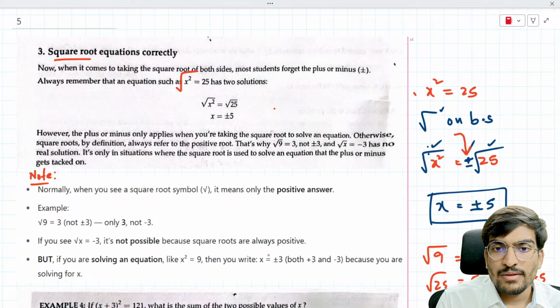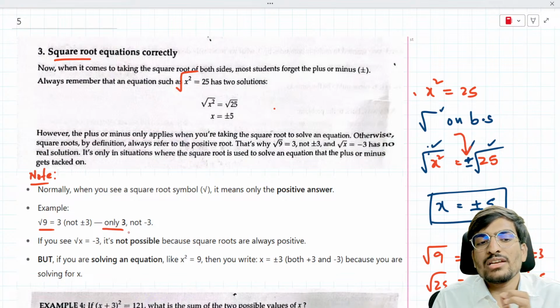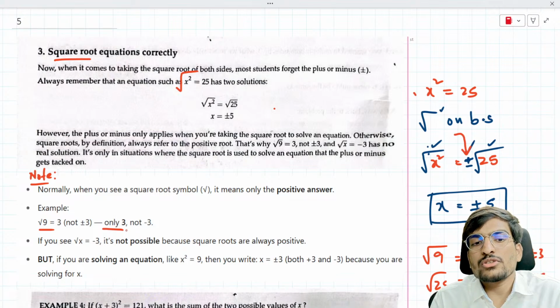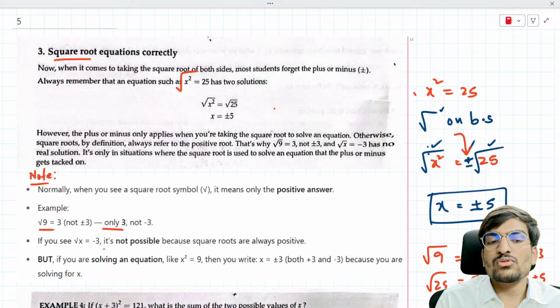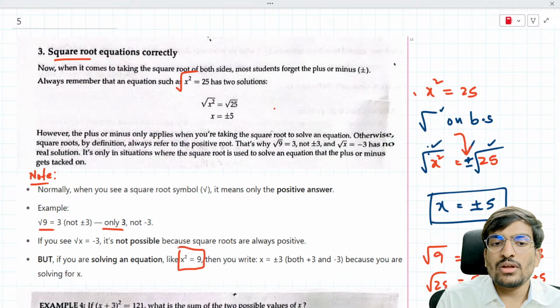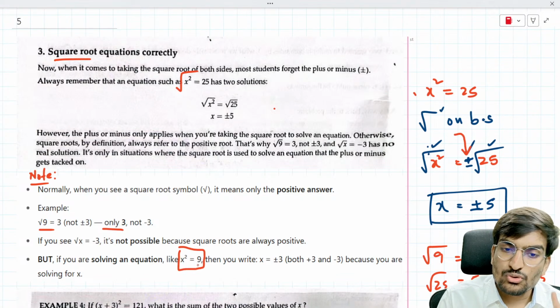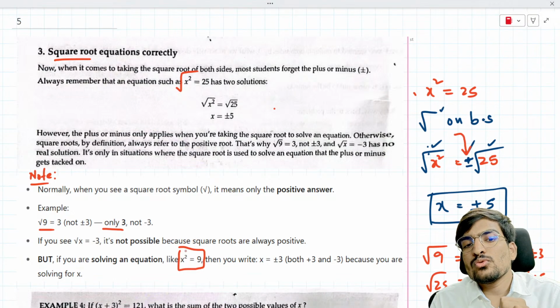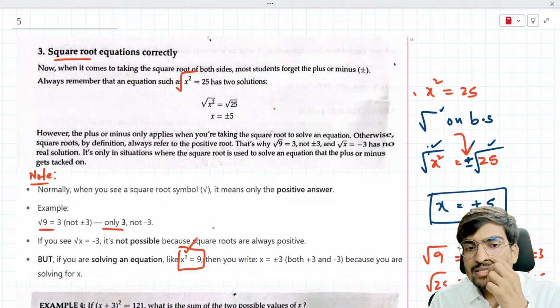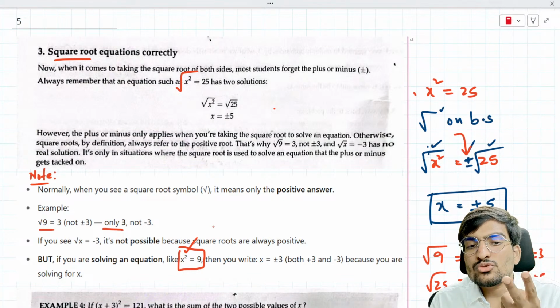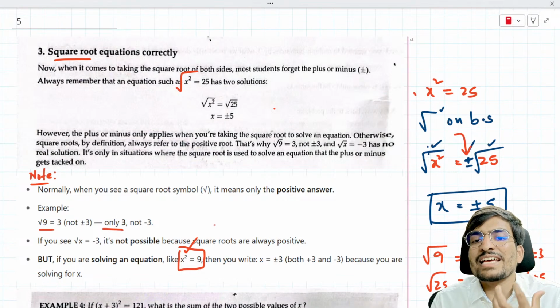That's it. And root 9, as I already mentioned, is only 3. Root values are all positive values only. A root value can't be negative. And one more thing here: if x square equals 9, then it has two values. I can tell you two values. It is x square, it has 2 on the power, which means it has two solutions.